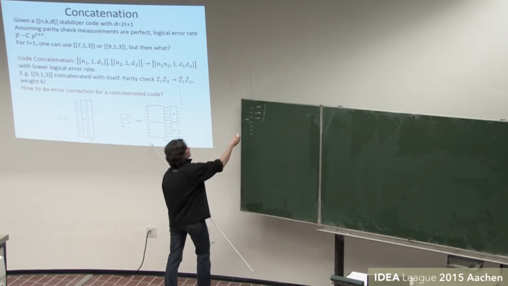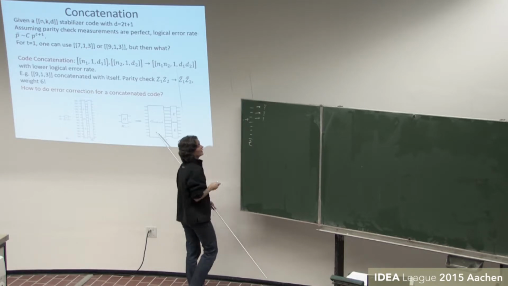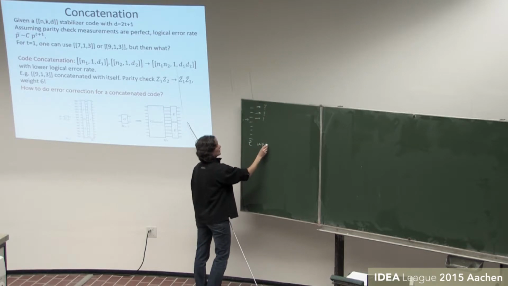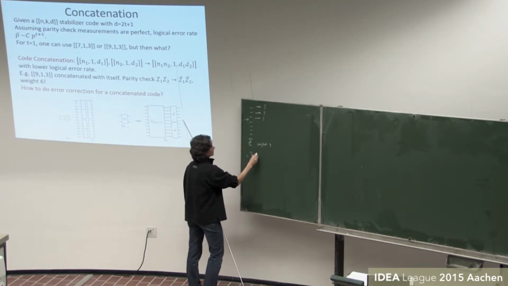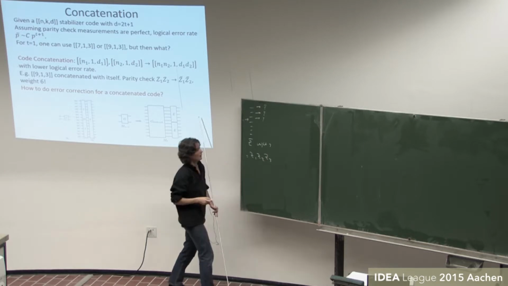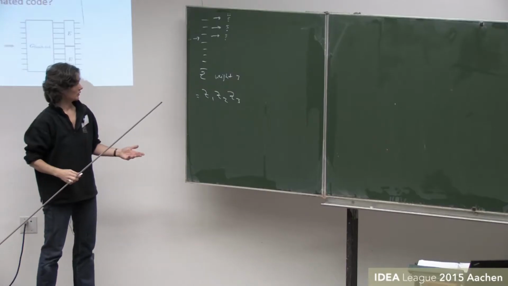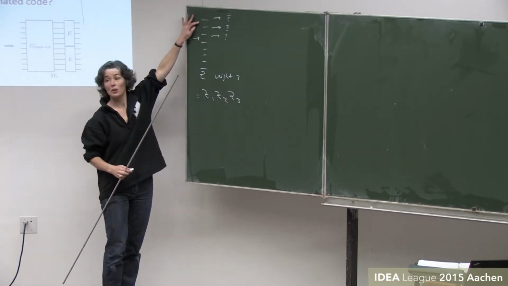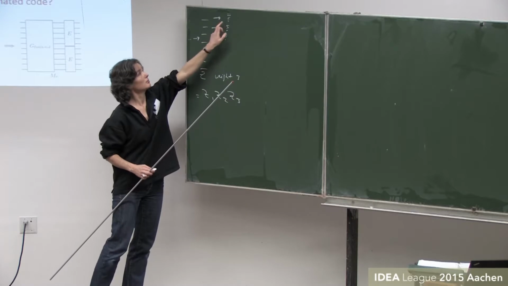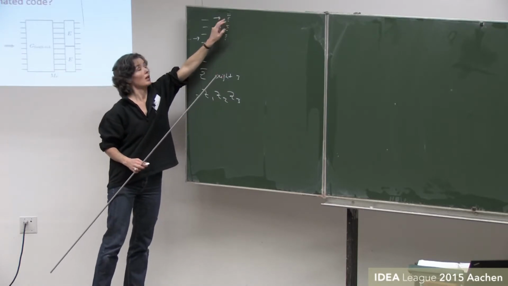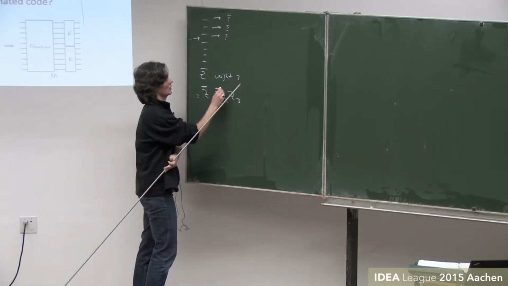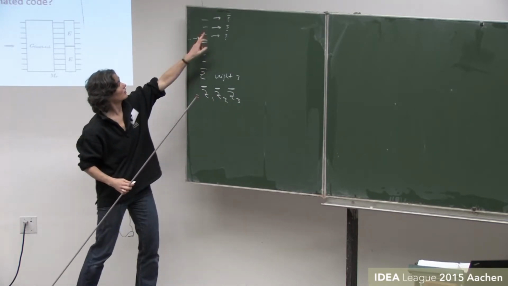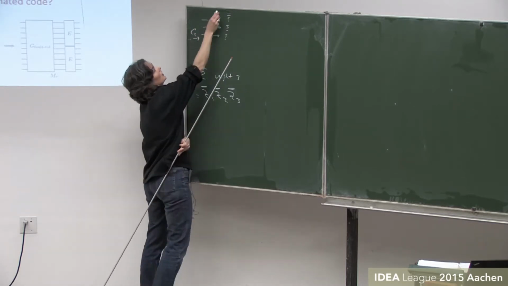It's because let's imagine for this code I had the logical Z. So let's say it's weight 3. Let's say it's Z1, Z2, Z3. I don't know what code I'm talking about. And now when I do the concatenation, every one of these, if I have Z1 on this qubit, now I have to replace it by the logical Z1 of this block, where this is the logical Z1 of the code I'm using here. So I have a code here, c1, and I have a code c2.